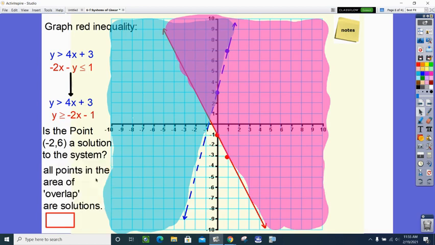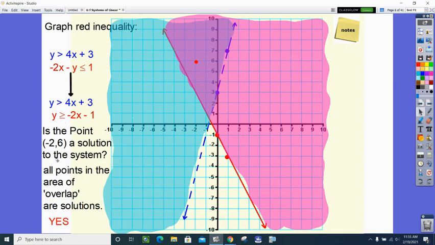So basically the idea is that all points in the area of overlap are solutions. Now to answer the question, (-2, 6), since it is in that overlap area, would be a solution to the system if we look at the graph.